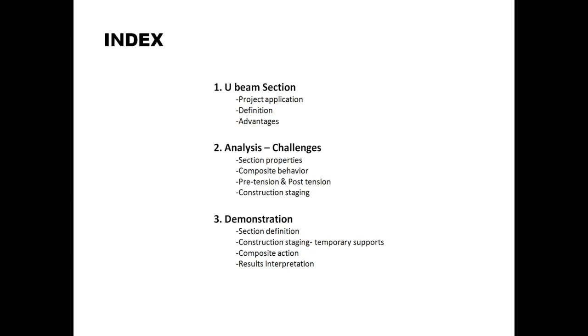The second part would be meeting the analysis challenges. So there are different challenges in realizing this bridge using this section. So we'll be talking about how we can meet those challenges. We'll be touching upon 4 prime topics, that is the section properties, determining the composite behavior of the section, understanding the pre-tensioning and post-tensioning losses, and finally the construction staging of this bridge.